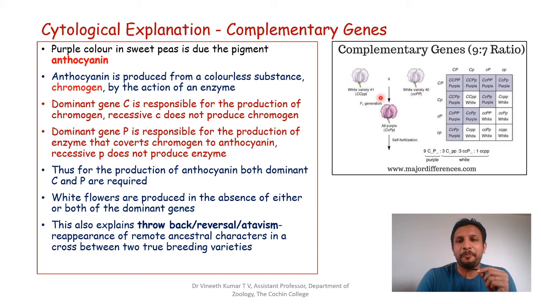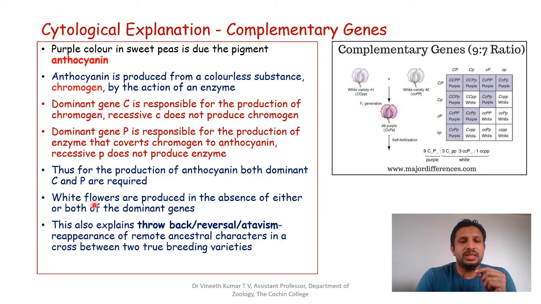So even though the cytological things happening inside both the plants are different, the effect is the same, which is white flower color. Here chromogen is present and enzyme is absent; here chromogen is absent and enzyme is present. Thus the production of anthocyanin depends on both capital C as well as capital P. So white flowers are produced in the absence of either or both of the dominant genes. Whichever is absent, the flower color will be white.